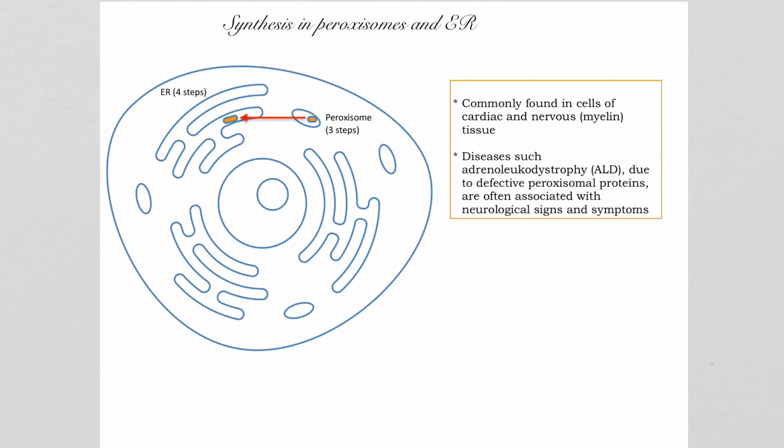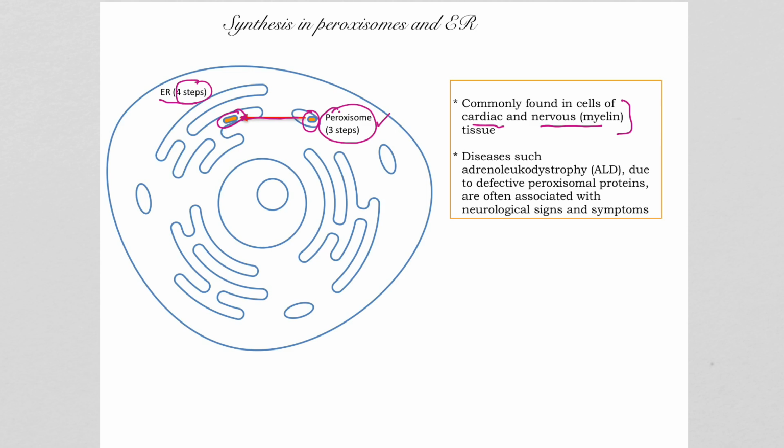Plasmalogens are found in many different cell types, especially rich in cells in the heart, as well as myelinated neurons. The synthesis of plasmalogens begins in organelles that we call peroxisomes. So the first 3 steps happen there, and then the synthesis is completed in the endoplasmic reticulum. The last 4 steps occur in the ER.